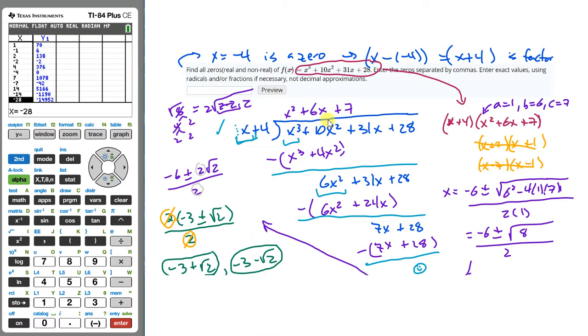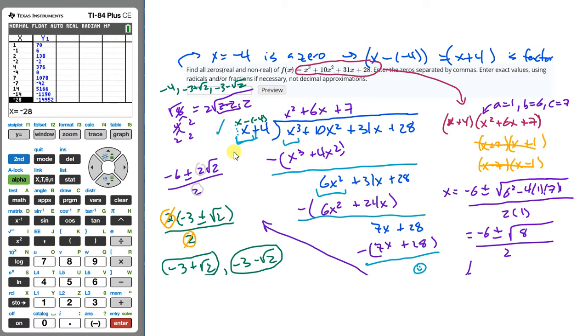What was my first 0? The first 0 was the negative 4, right? Because this was really x take away negative 4. Remember how we built that? That was x take away negative 4. So my zeros are negative 4, then negative 3 plus root 2, and then negative 3 minus root 2. Okay, those are my zeros.